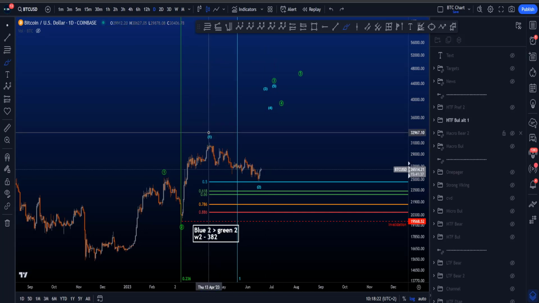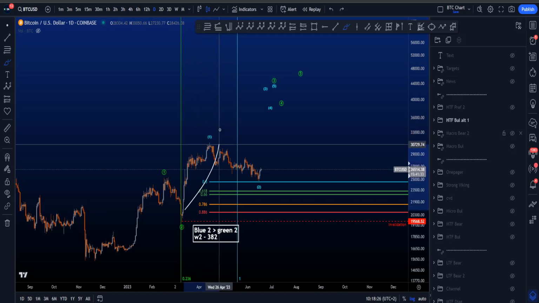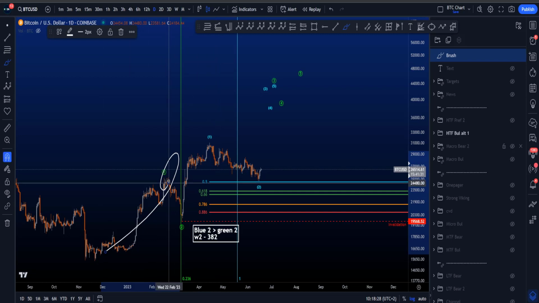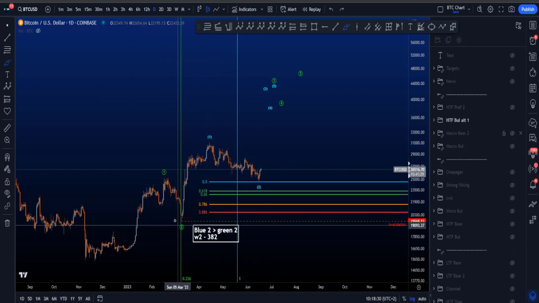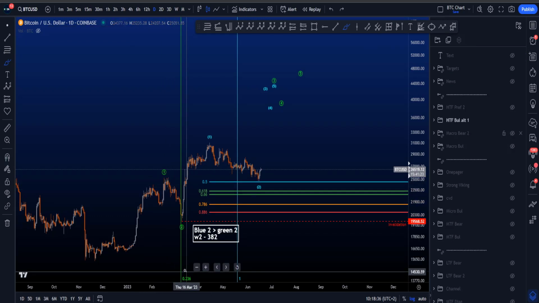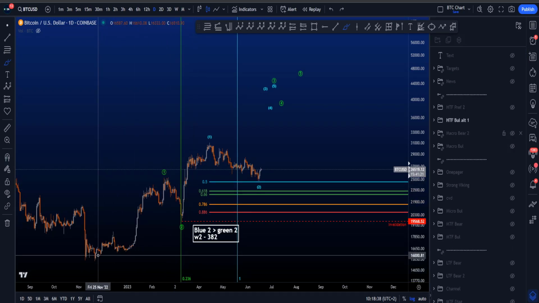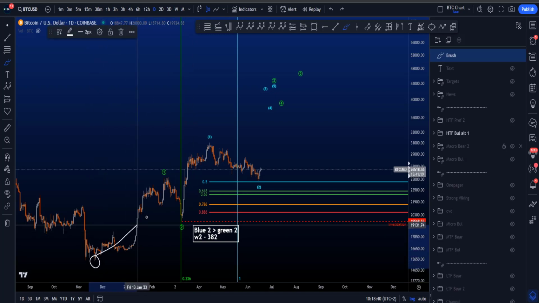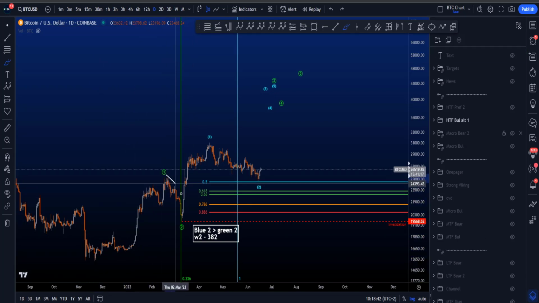Now, usually if a count is a lower degree count, the waves are shorter in time. So wave 1 tends to be shorter than this wave 1 in time, and this wave 2 tends to be shorter than this wave 2. And as you can see, this wave 2 was very, very short, by the way. It literally just got past the 0.382, taken from the beginning of wave 1 to the high of wave 1. So this is an incredibly short wave 2 in time.